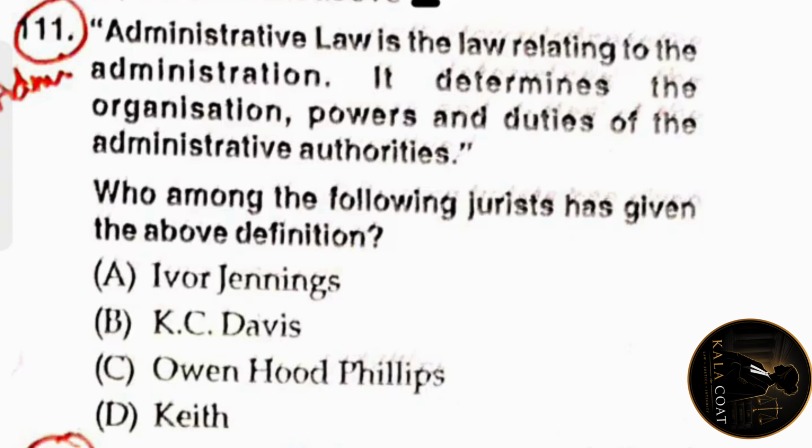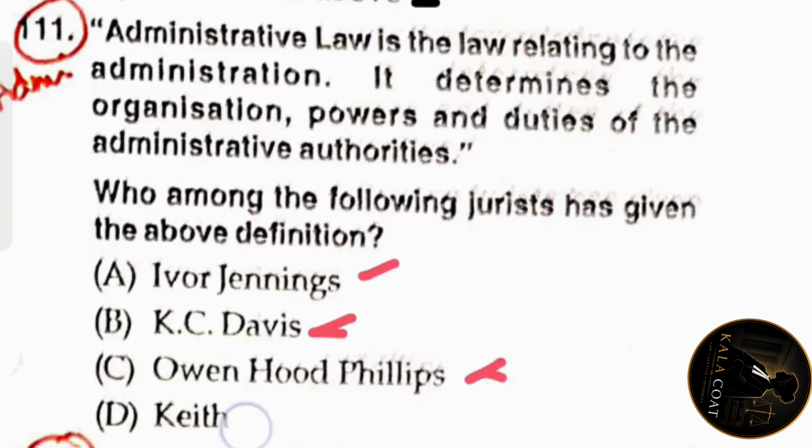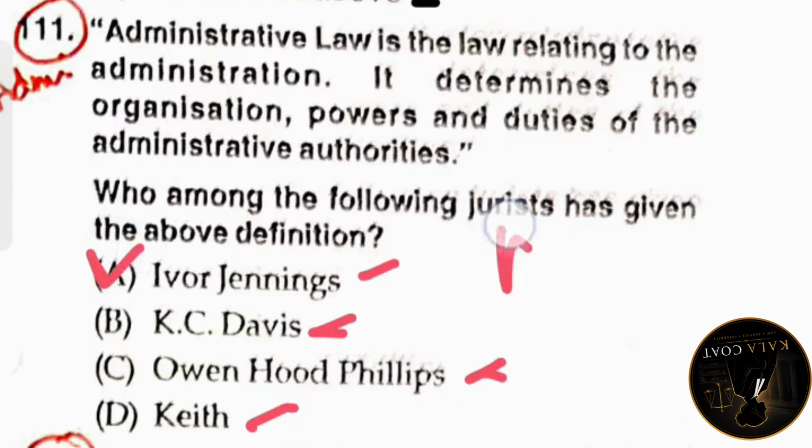Question number 111. Administrative law is the law relating to the administration. It determines the organization, powers and duties of the administrative authorities. Who among the following jurists has given the above definition? Options are Ivor Jennings, Casey Davis, Owen Hood Phillips, or Keith. The right answer is Ivor Jennings. Option A is the right answer.